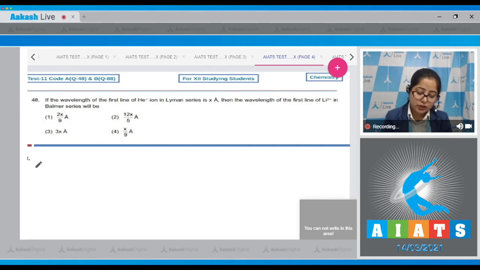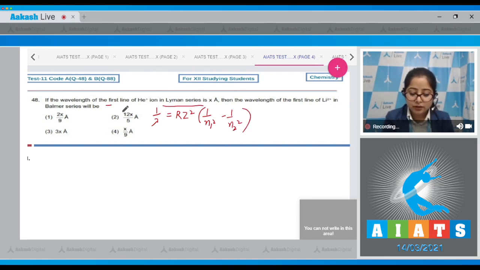Students, first of all, we need to know the formula to calculate wavelength. Here I am writing 1/λ = R Z² [1/n1² − 1/n2²]. First, we will be talking about the Lyman series: the first line of the helium ion in the Lyman series.